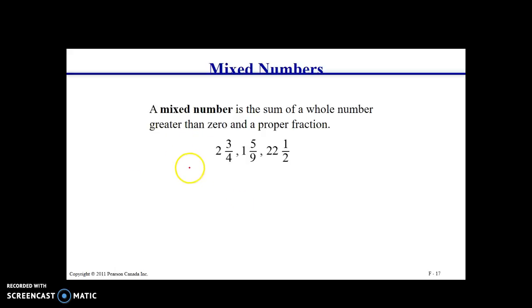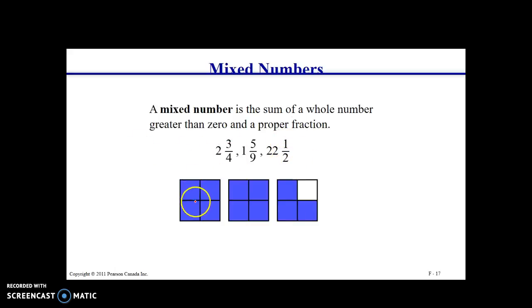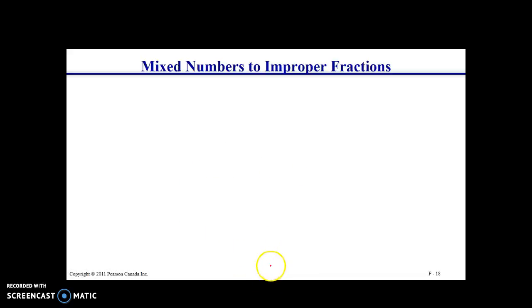So what we do generally when we have an improper fraction is we like to convert that to a mixed number. And a mixed number is where we have a whole number like 2 and a little fraction part together. So 2 3/4, 1 5/9, 22 1/2, etc. Carpentry and the trades use these kind of numbers all the time. So if we're going to look at 2 3/4, what that means is we have 2 full squares in this case, 1, 2, and then we have 3/4 of another square. And that gives us 2 3/4.